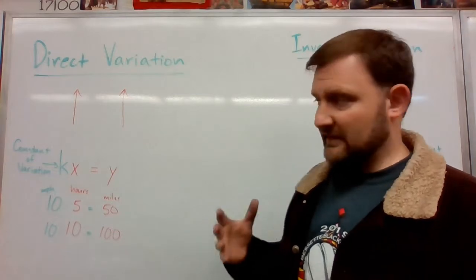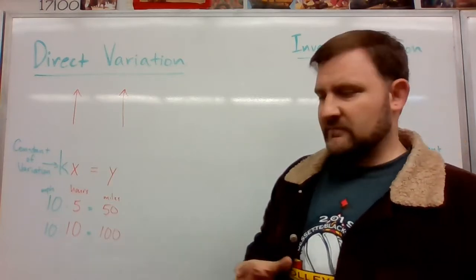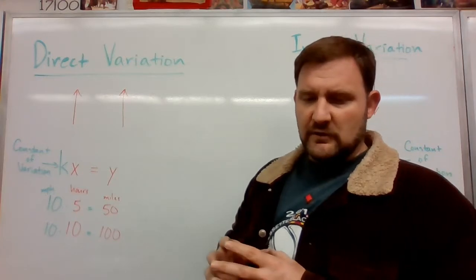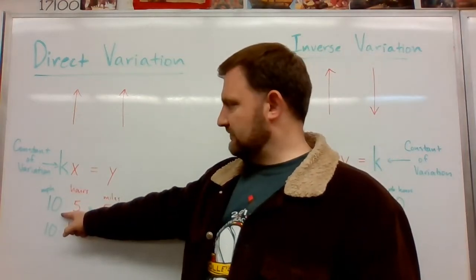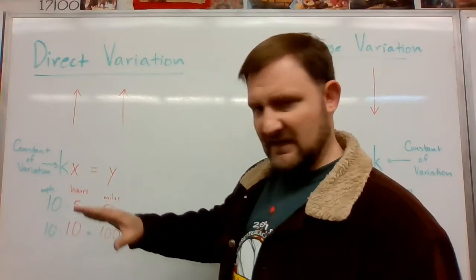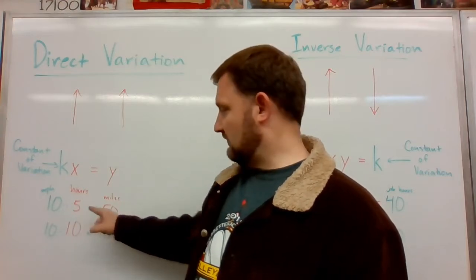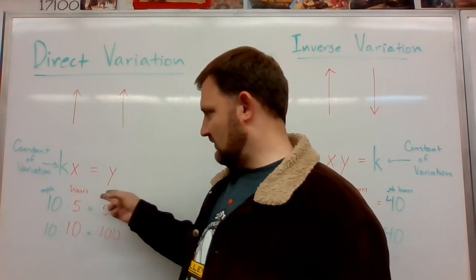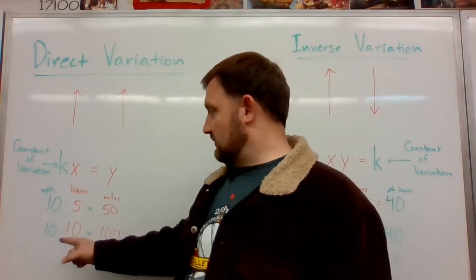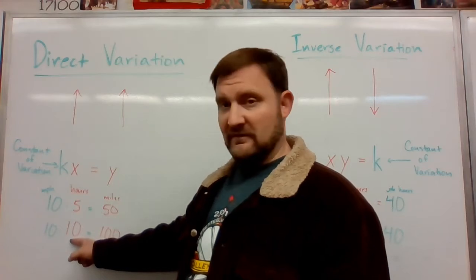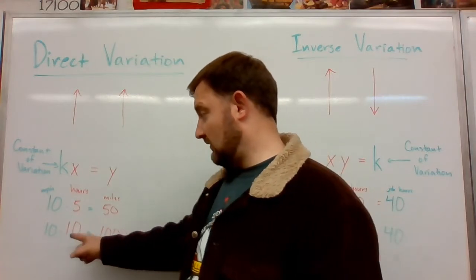One example of a relationship that involves direct variation would be driving in a car. The speed that you are driving, if that stays constant, so look at the example here: 10 miles an hour. We'll talk about the constant part in a moment, but let me give you the example first. If you're driving 10 miles an hour, then if you drive for 5 hours, you will travel 50 miles. If you keep that same speed, but now you drive 10 hours, the distance is going to go up. If you drive for 10 hours at 10 miles an hour, you'll go 100 miles.